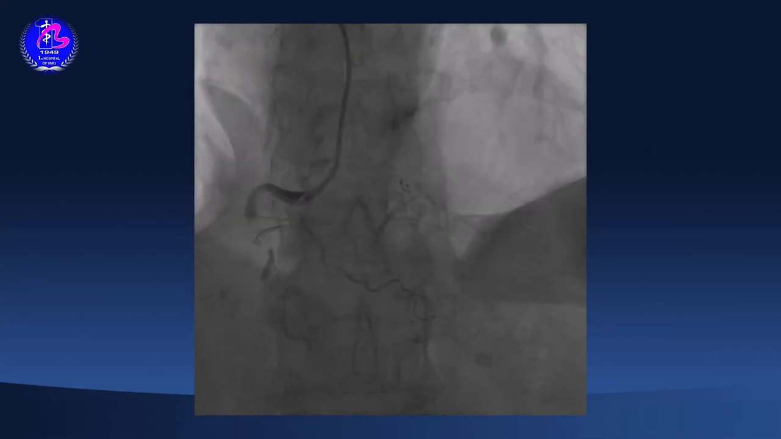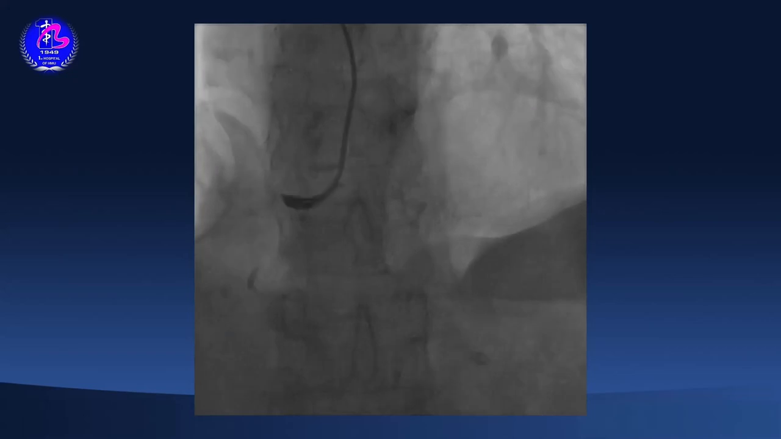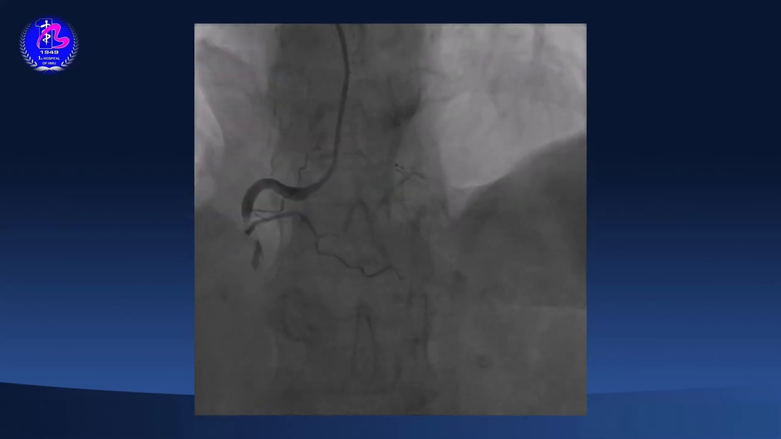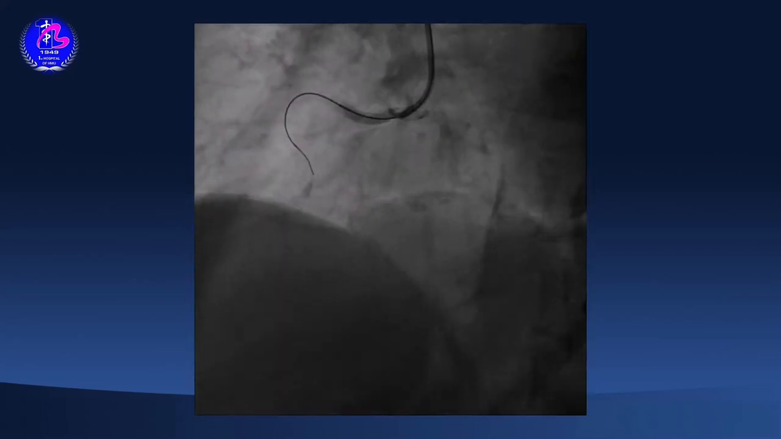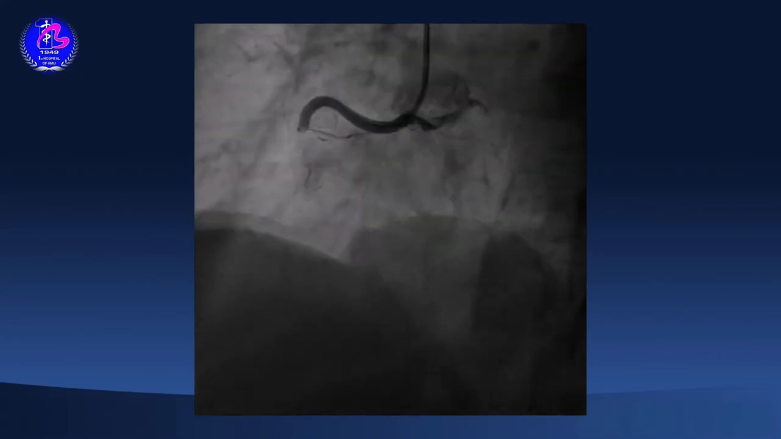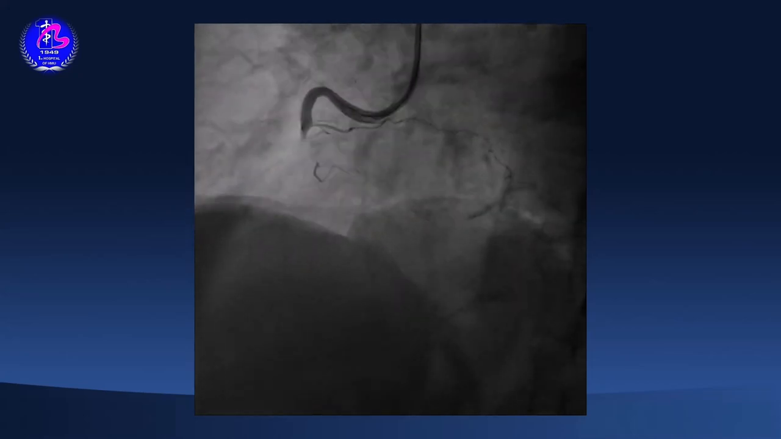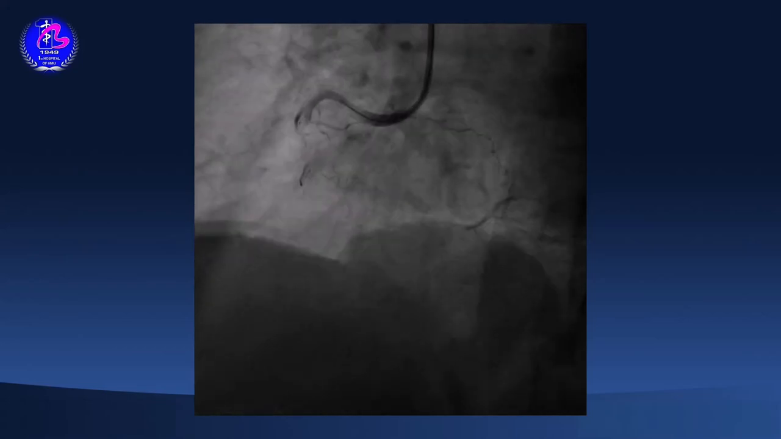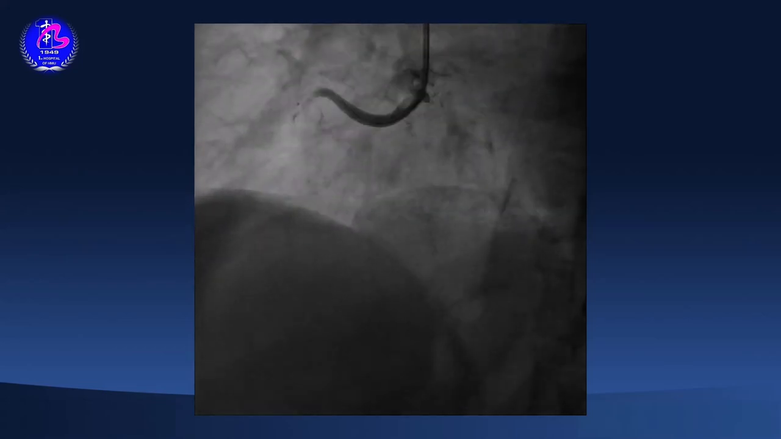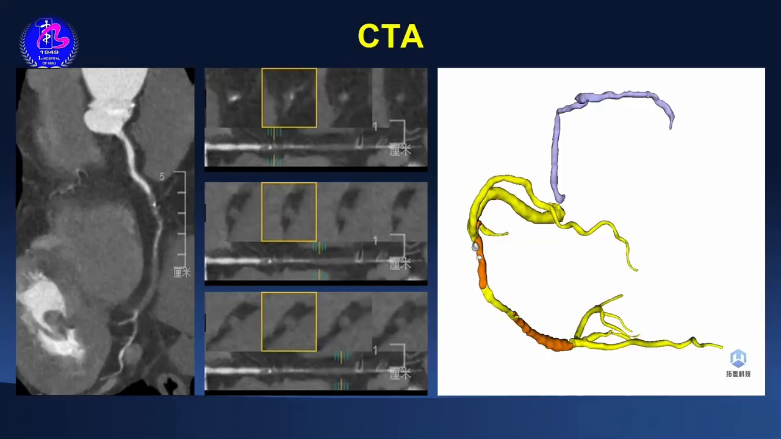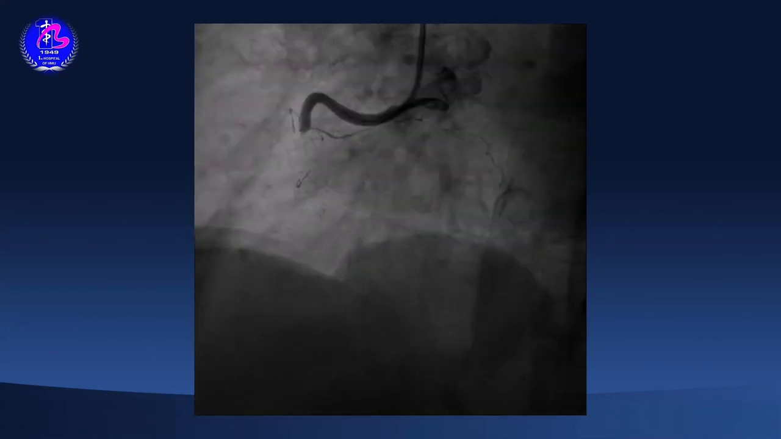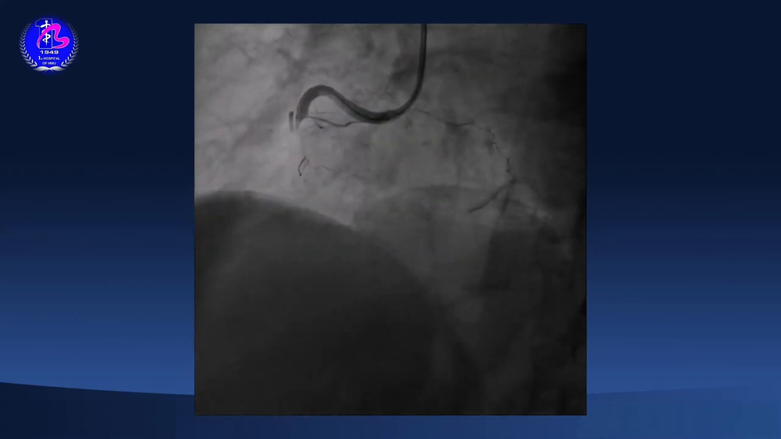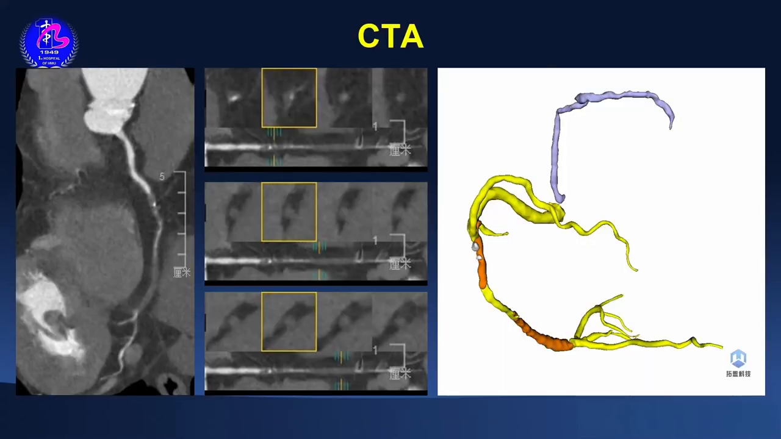Hello, everyone. Just now, Dr. Jing already introduced the baseline information of this patient. As we know, this patient has a total occlusion in the proximal to middle portion of the RCA, with a blunt stump, and with a side branch at the ostium of the proximal cap. The patient tried PCI before, and the length of the CTO occluded segment should be more than 20 millimeter.